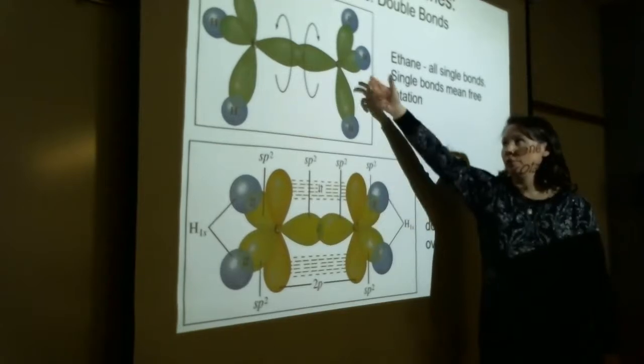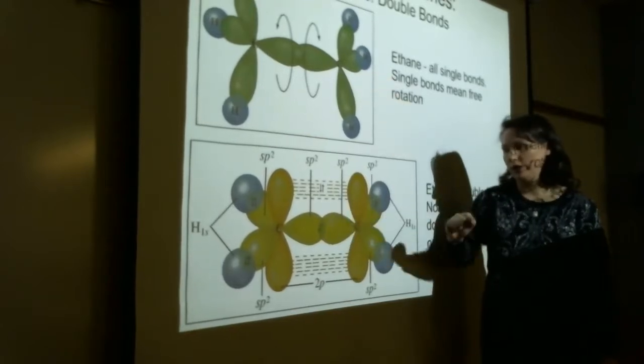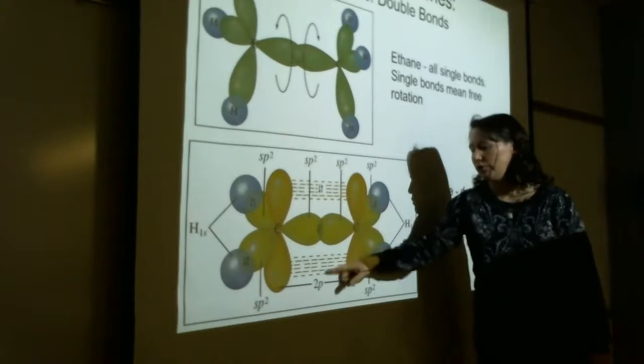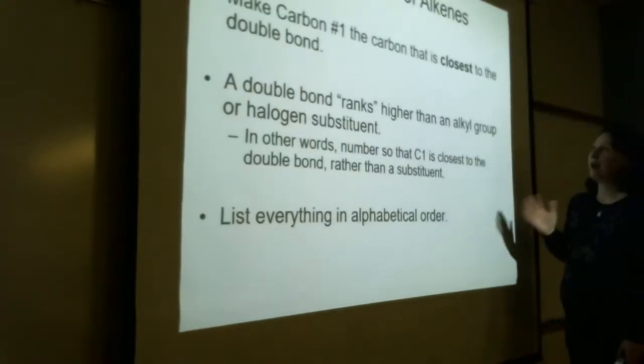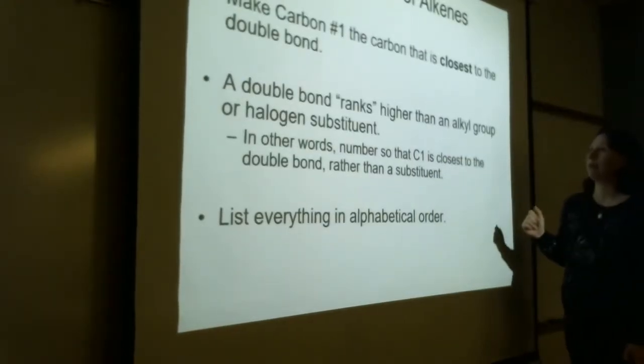We do have the free rotation in the alkane. We don't have that free rotation in the alkene because of where the electrons are hanging out. So how do we name alkenes?